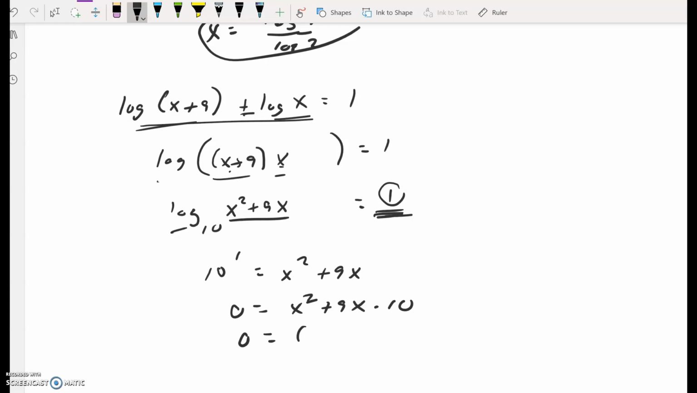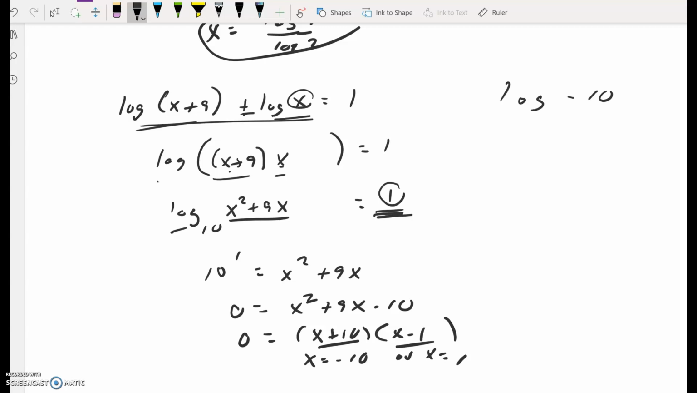I could drag out the quadratic formula, but I feel like this may factor. I'm getting x equals negative 10 from this, or x equals 1 from this. These must be checked, and when I try to put in a negative 10, for instance here, I'm getting the logarithm of a negative number. That's impossible. Let's see why.